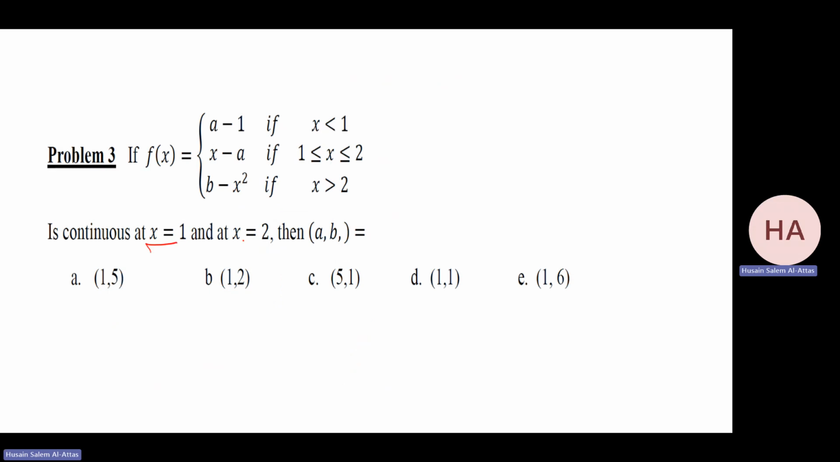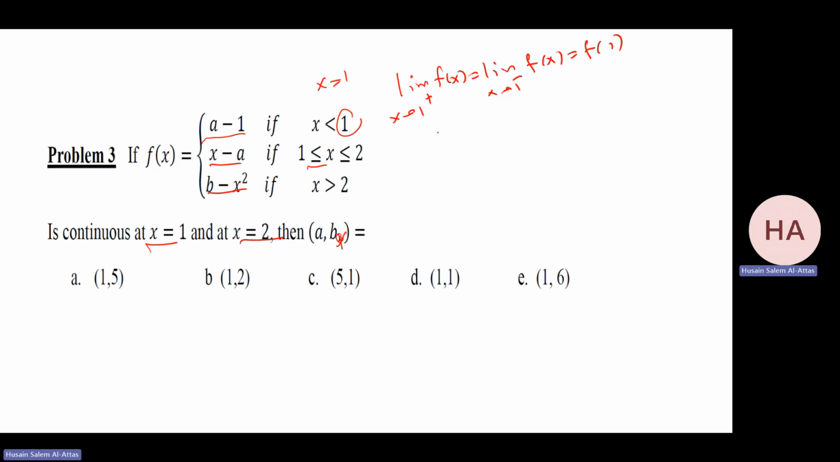Discontinuous at x equal 1, at x equal 2. Find a and b. All of these functions are continuous, so I need to check 1. X equal 1. Limit as x goes to 1 from right equal limit as x goes to 1 from left equal f at 1, which will make no difference.